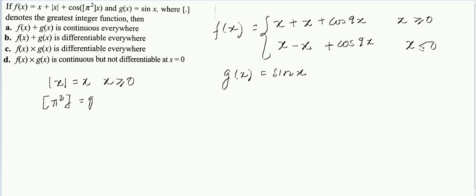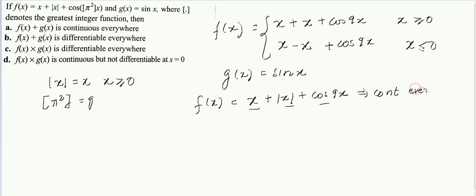Now when we talk about the continuity of the sum of these two functions, we can first of all comment about the continuity of each one of these functions, f of x and g of x. We know that f of x is a continuous function. The reason being, it is made up of a polynomial function, a modulus function, and a cosine function. And each one of these functions is known to be continuous everywhere. Hence, the sum of all continuous functions will also result in a continuous function everywhere. So this will be continuous everywhere.